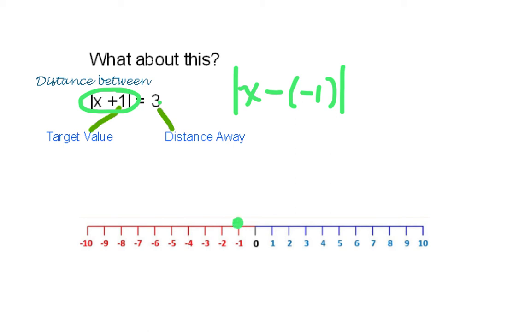So my target value is negative 1, and I'm looking for numbers that are 3 units away from negative 1. So 1, 2, 3. X should equal 2, and 1, 2, 3. X should equal negative 4. And if I check those numbers in the original equation, negative 4 plus 1 is negative 3. Its absolute value is 3. 2 plus 1 is 3. Its absolute value is also 3. So we've got a target value and the distance away, and we kind of work our way on the number line.